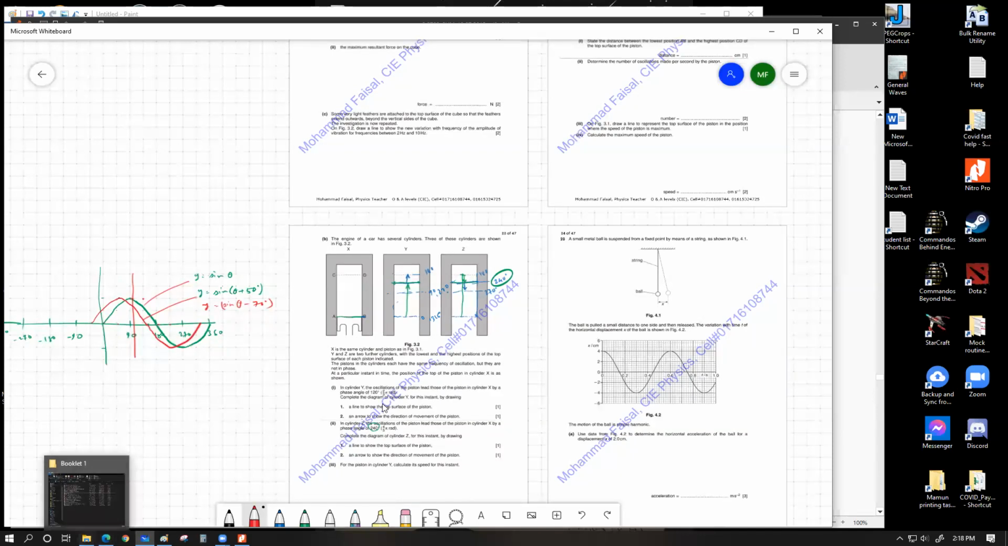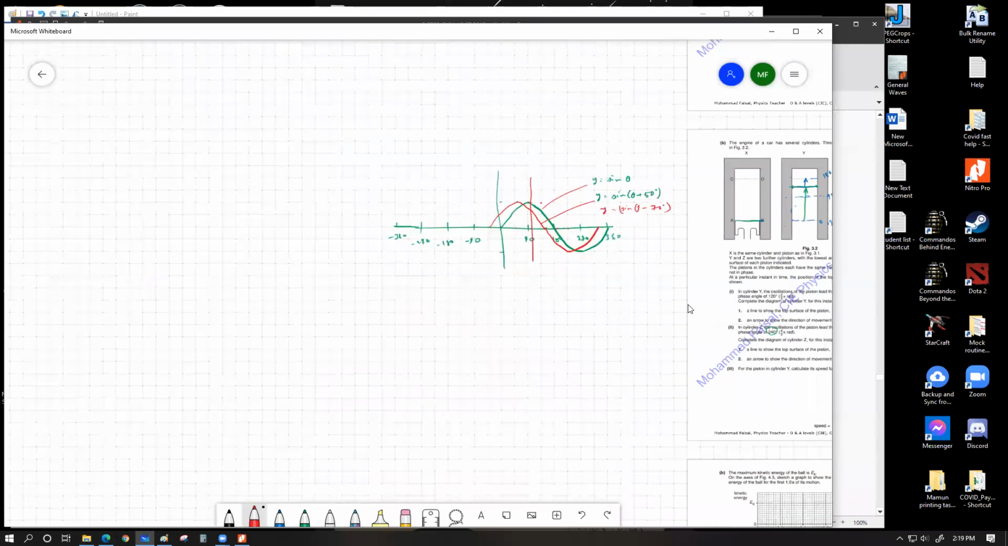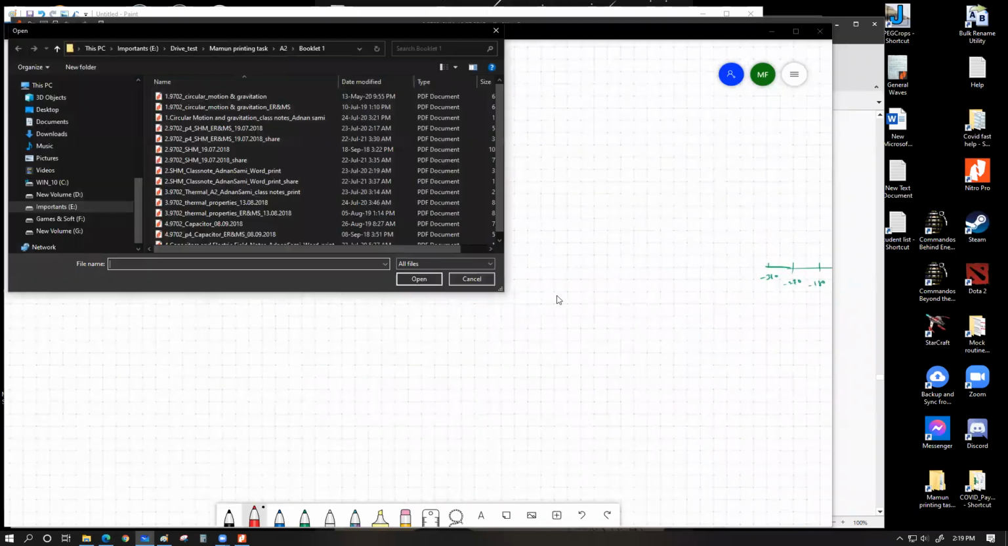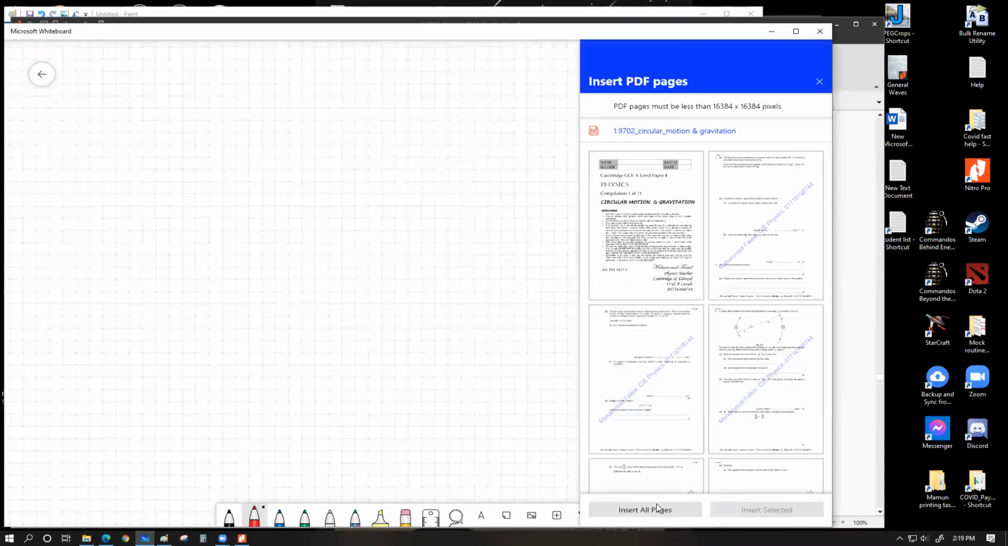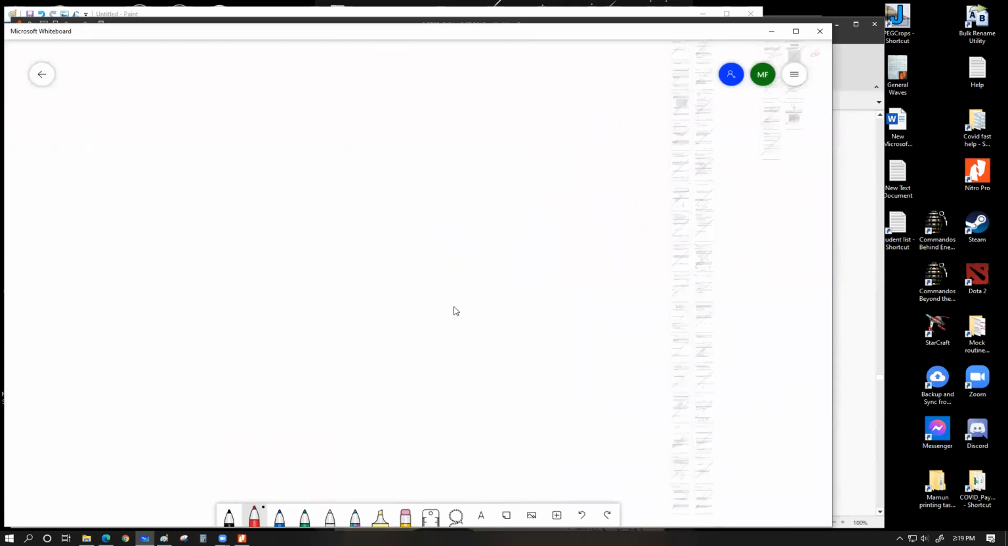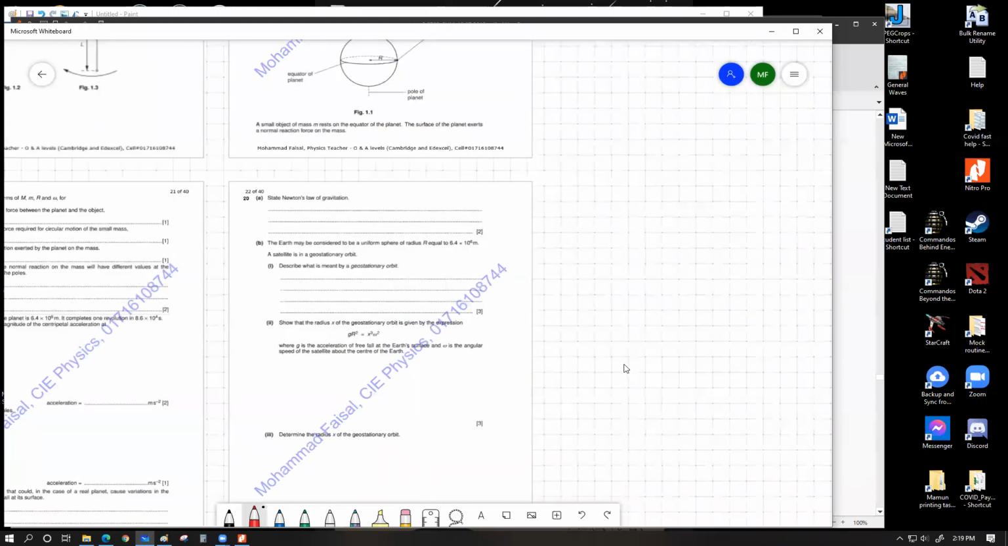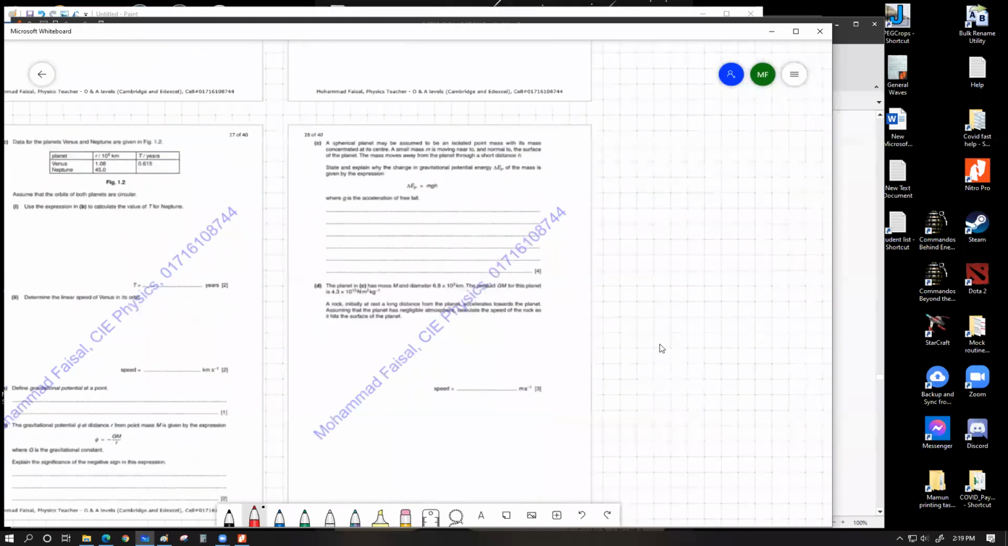Circular motion 29 B2. Okay, beautiful. Zarif, thank you. We'll pick up the circular motion worksheet. I can bring it up right here. Which question number was it? 29 B2. I'm looking at 29 B2, wait.